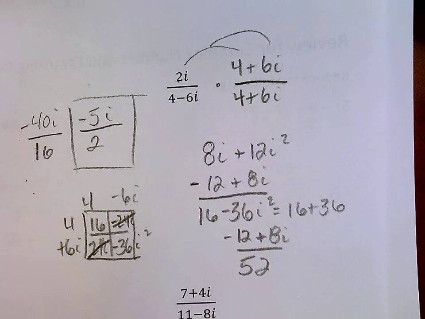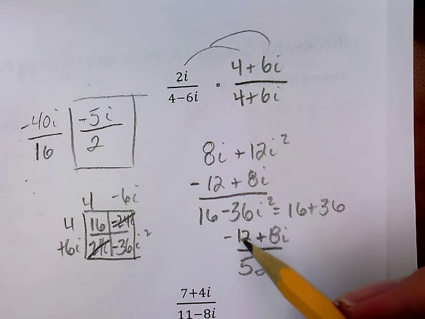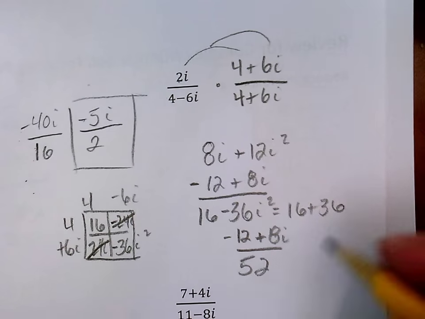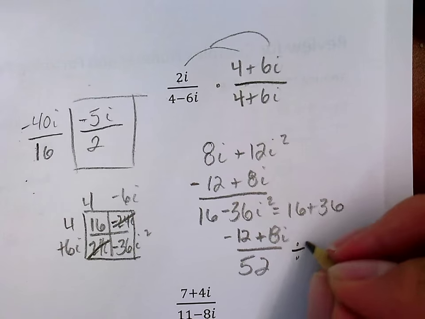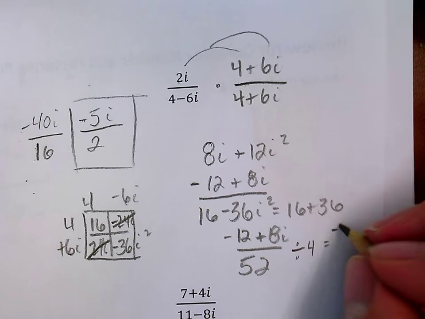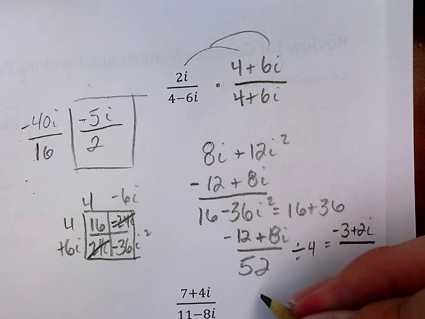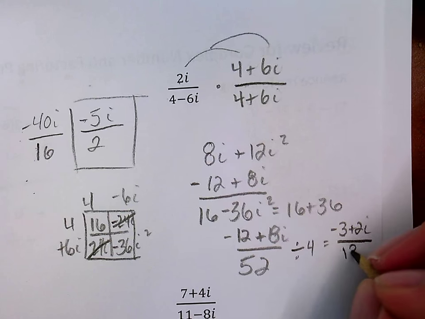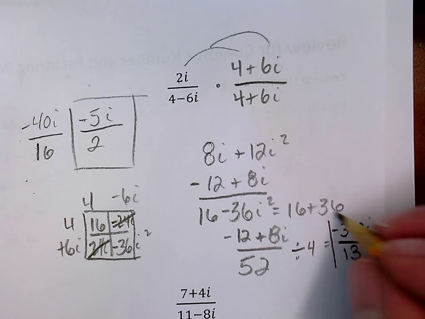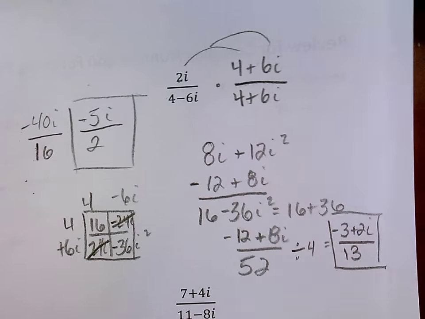Now, we're not done because once again we can reduce everything. So I'm going to figure out what's the biggest number that will go into 12, 8, and 52, and that number is 4. So this becomes negative 3 plus 2i all over 13. Okay?